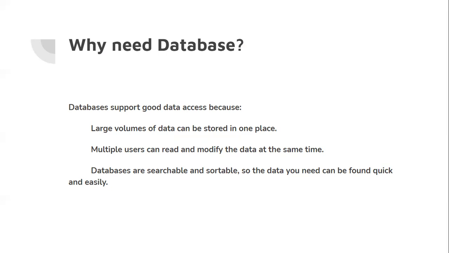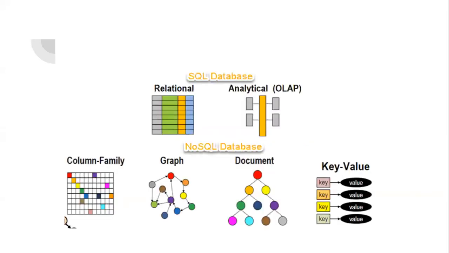To get a feel of how databases look, we'll see in the upcoming videos. But just to give you an overview, there are two types of databases: one is called a SQL database, another is a NoSQL database, or you can say relational database or non-relational database. In SQL or relational databases, we have relational and analytical. And in NoSQL, we have column family, graph database, document database, and key-value.